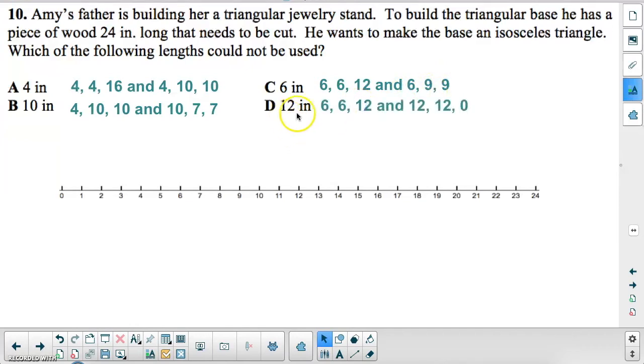So we come to 12 inches. Well, we've already covered the 6, 6, and 12 scenario. Those would not make a triangle. So we know that scenario won't work. The only other scenario with 12 is if 12 is the repeated leg. So 12 and 12 would be the legs, but then there wouldn't be any piece of the wood left for the other side. So 12 is not a possible length for the triangular jewelry stand.